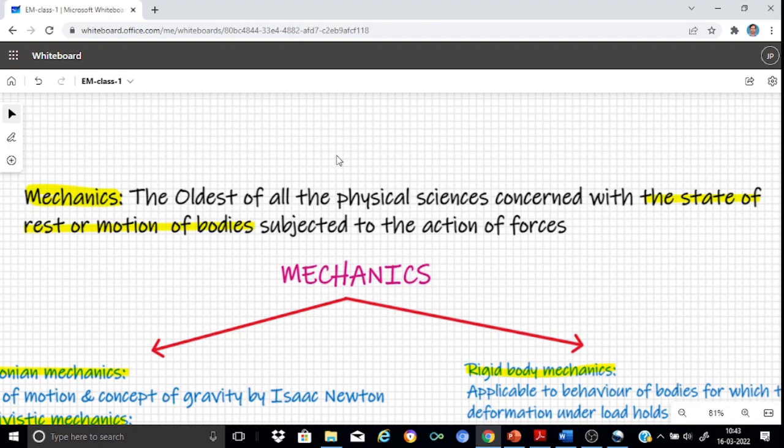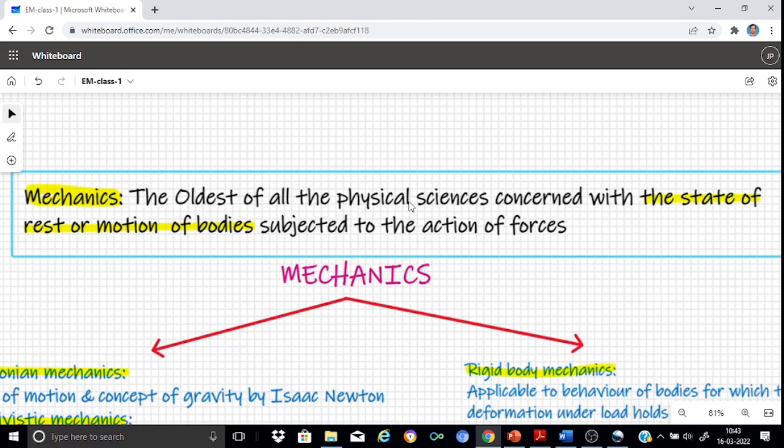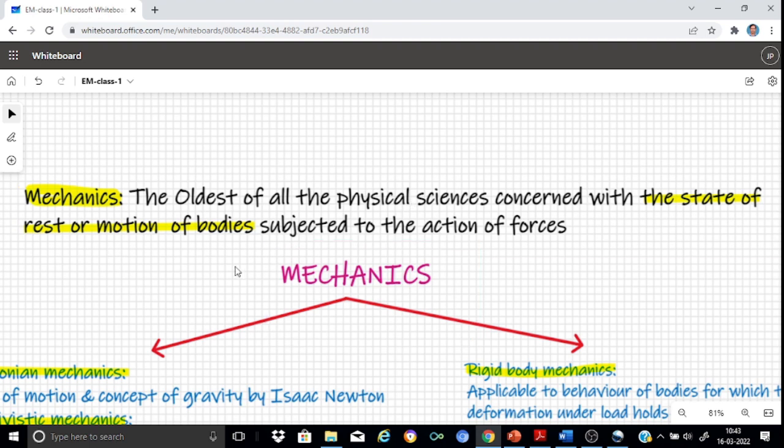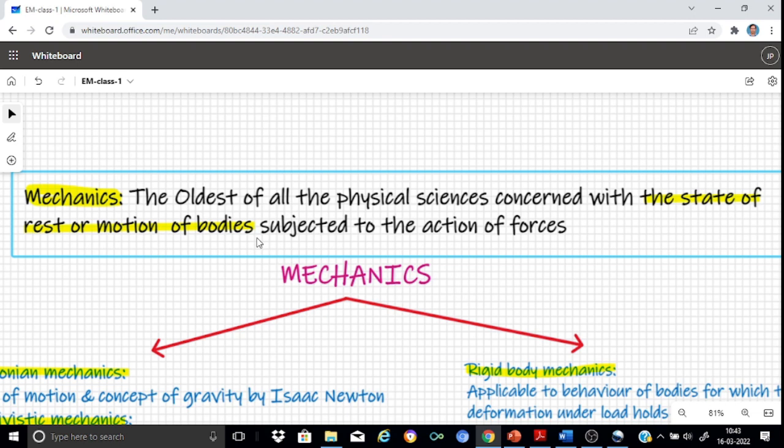Mechanics may be defined as the oldest of all the physical sciences that deal with the state of rest or motion of bodies subjected to the action of forces. In other words, mechanics deals with the study of the response of objects which are either at rest or in motion when they are subjected to a set of prescribed forces.